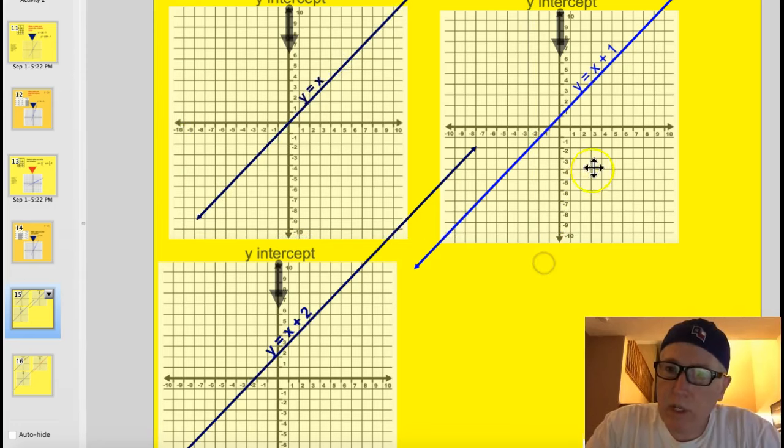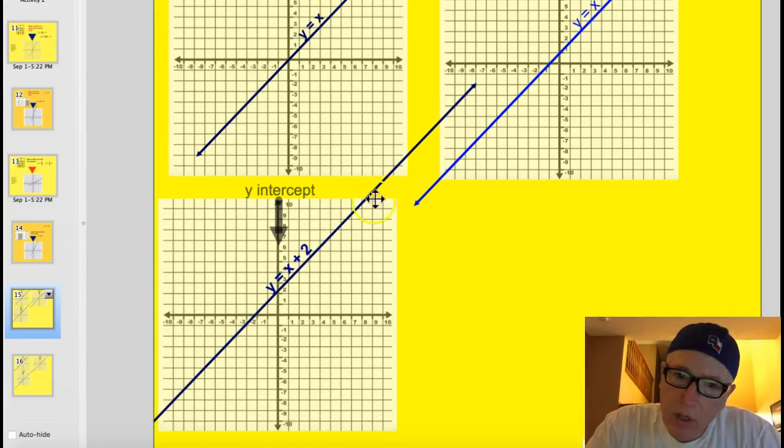Okay, this one here, the y-intercept is at 1. You see where it is? See how it's just plus 1? We're just at 1 there. Here's the plus 1, and that shows where it crosses the y-axis. This one here is y is equal to x plus 2. Notice, it crosses at 2.